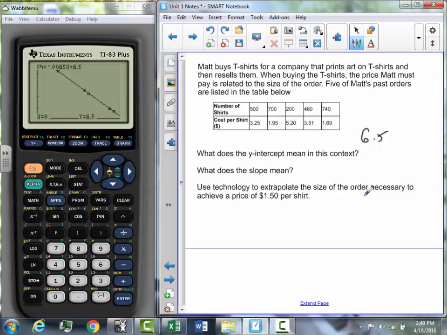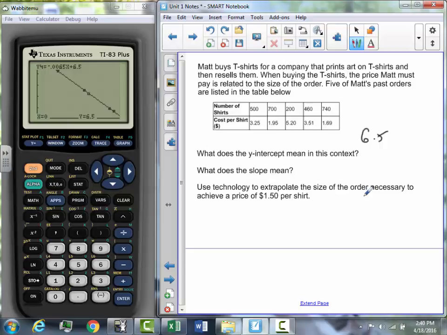What are the axes of this graph? The y-axis is the cost per shirt. The x-axis is the number of shirts. If you buy 0 shirts, how much would it cost? Yeah, it's almost like the more shirts you buy, the less it costs. Does that make sense? All right, look at the data here.